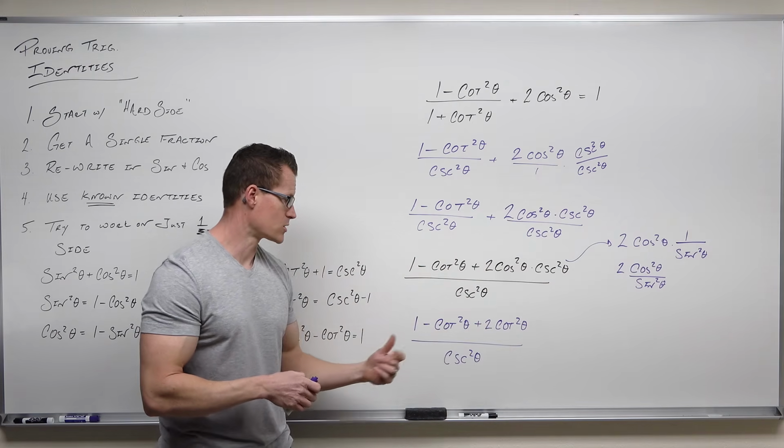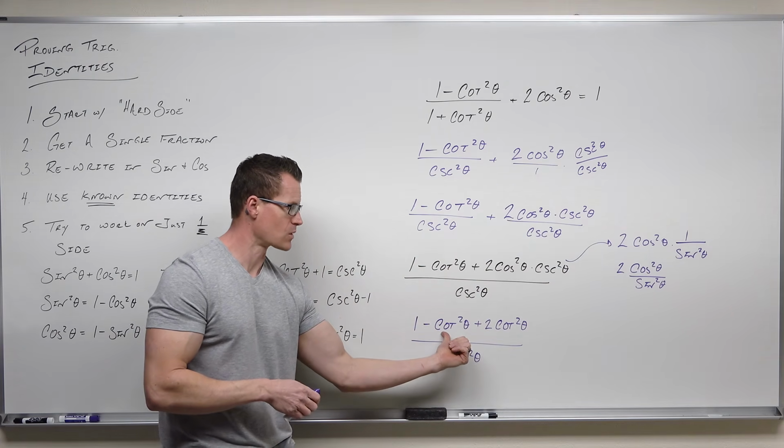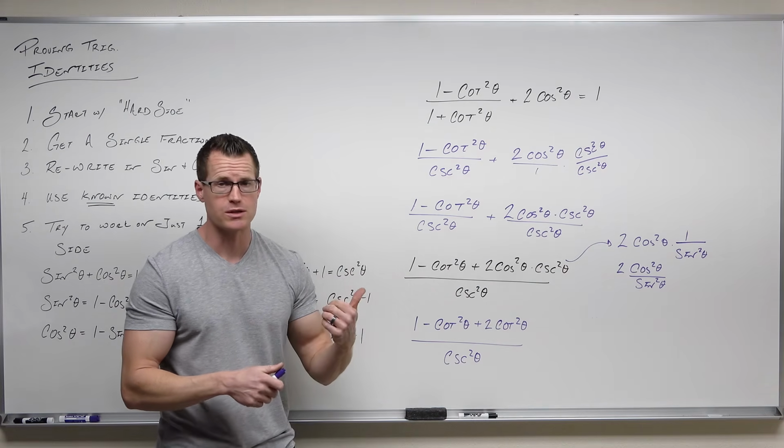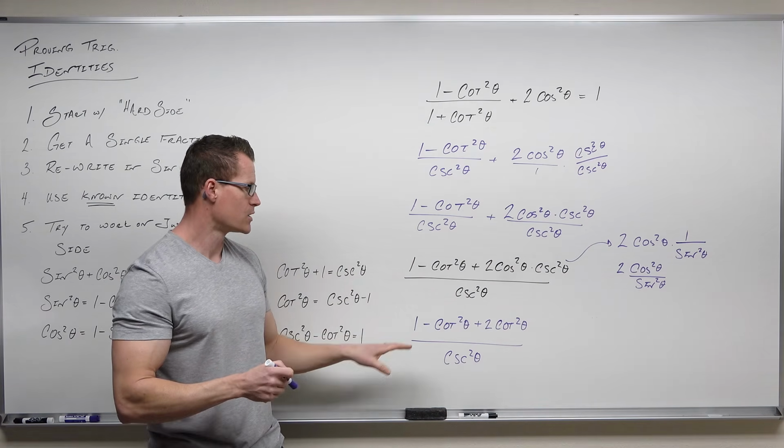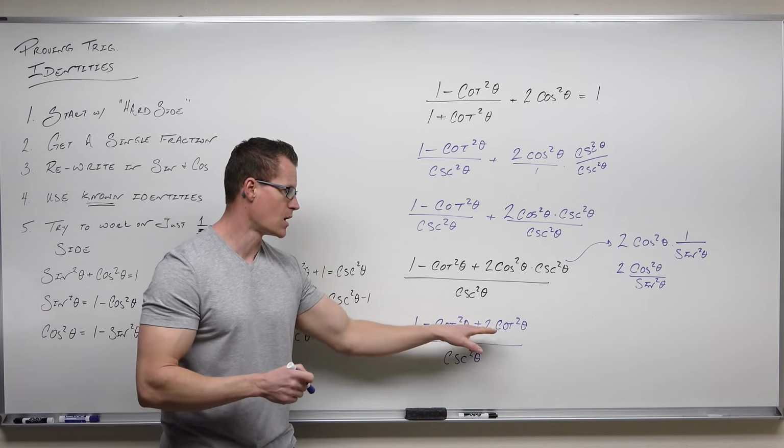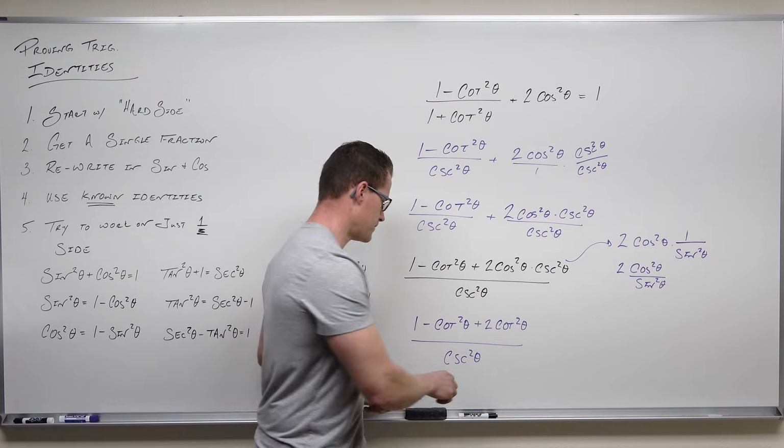Now let's combine some like terms. This is negative cotangent squared theta plus 2 cotangent squared theta. That's plus 1 cotangent squared theta. So this would be 1 combine like terms plus cotangent squared theta.